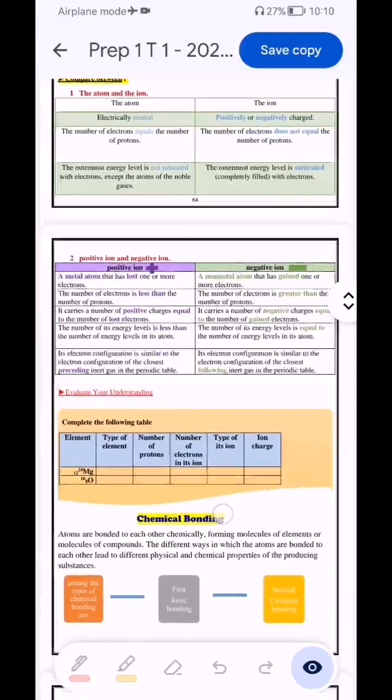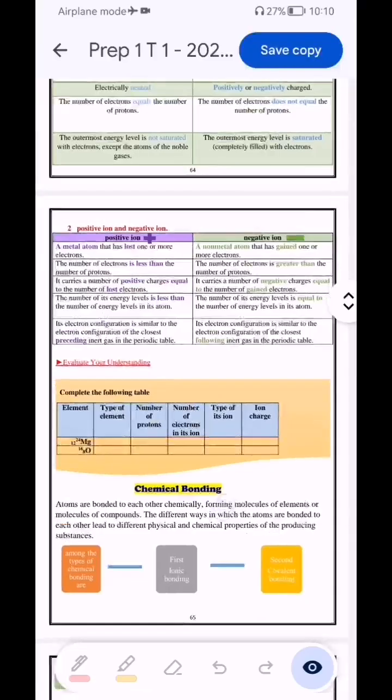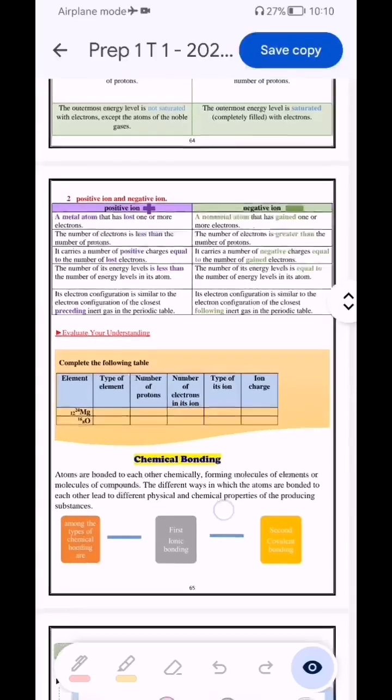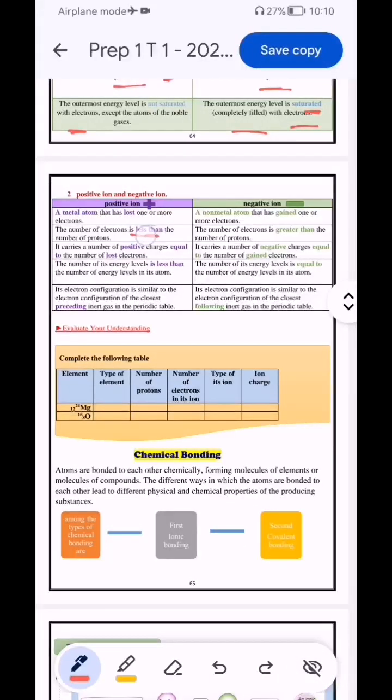And this is the comparison between positive ion and negative ion. Firstly, the definition: a positive ion is a metal atom that lost one or more electrons, and the number of electrons is less than the number of protons, so it carries a positive charge. The positive charge equals the number of lost electrons, written right above the symbol. And the number of energy levels is less than that of its atom, like Na: 2,8,1 becomes 2,8, so the number of energy levels becomes less.